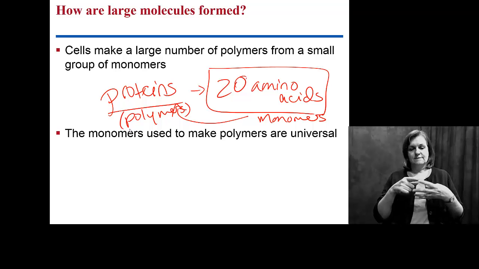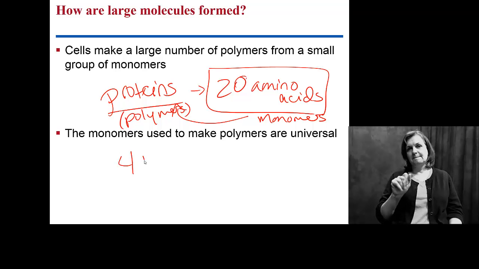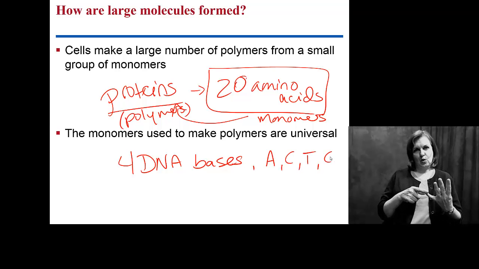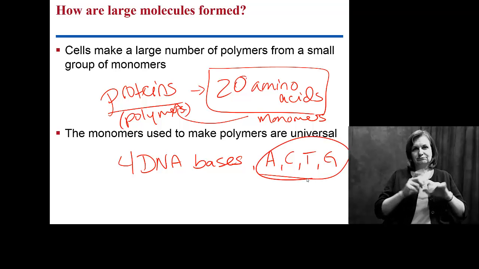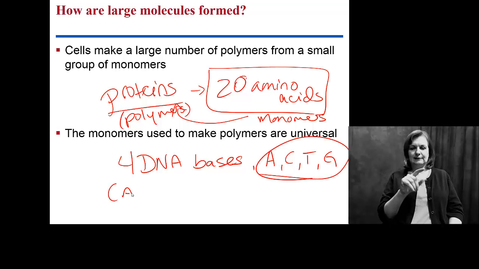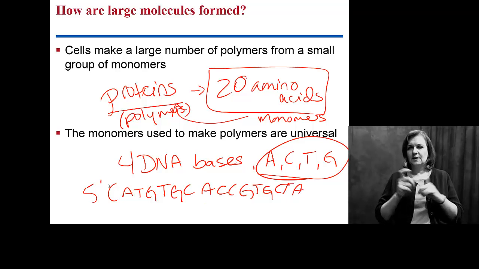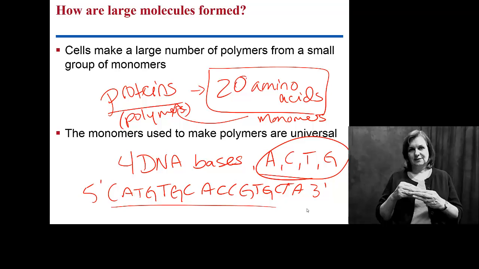Now there are other things as well, right? So we have 4 DNA bases. Many of you may know we have A, C, T, and G. We take those 4, that's it, and we put them together in different sequences, and so on, to build very complex DNA molecules that carry all of the information in your body.